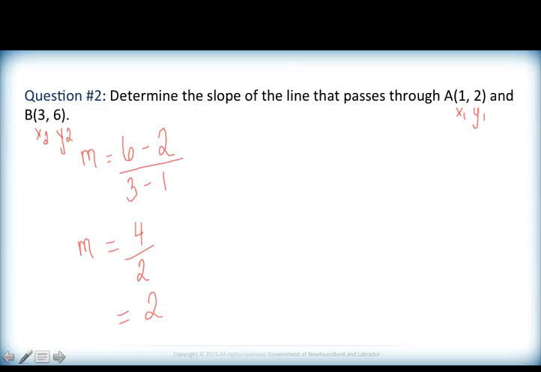So, talking about the slope of this line that passes through the points A (1, 2) and B (3, 6), we have a slope of 2. That will result in a positive slope and a positive, increasing line segment. And if we had to discuss this in terms of rise over run, we would have a rise of 2 and a run of 1.